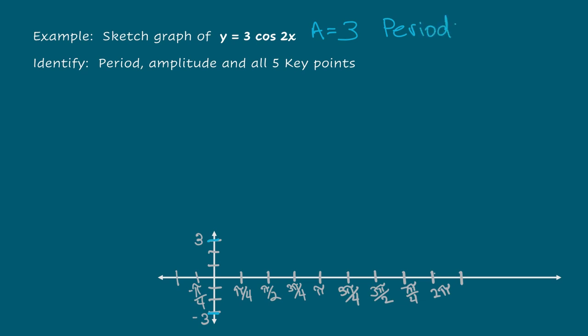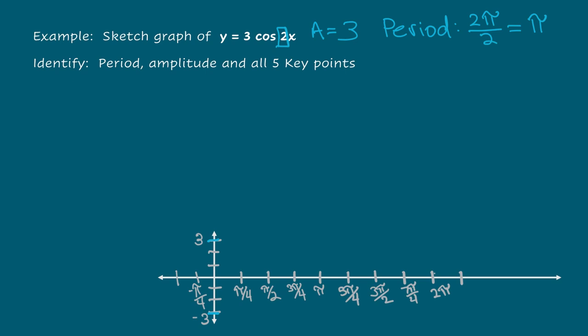Our period in this function is going to be 2 pi over b. So we're going to say 2 pi over 2. Remember, this is our b value right here. So our period is going to be pi. So I've already counted off our increments because we talked about doing that the last time, so I didn't go through that again. It's the same numbers.